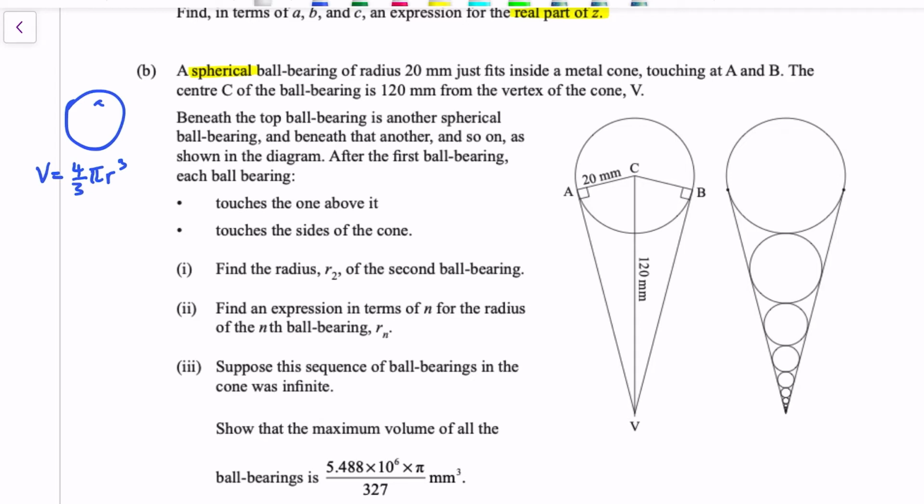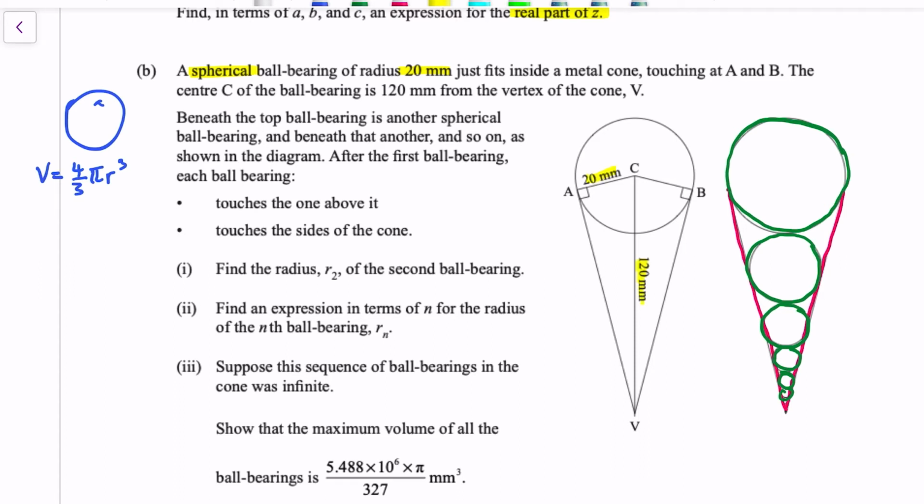The first one which sits, if you think about this as an ice cream cone, should have made it orange, but my bad. The first ball bearing that sits in the top of it is like the first scoop. The second ball bearing underneath is the second scoop, and so on, and these scoops get smaller and smaller and smaller. Okay, so that's what we need to think about. They're actually spheres sitting in there. We're told that the spherical ball bearing, a radius 20 millimeters, just fits inside a metal cone touching at A and B. The centre C of the ball bearing is 120 millimeters from the vertex of the cone, so that's all given in the diagram.